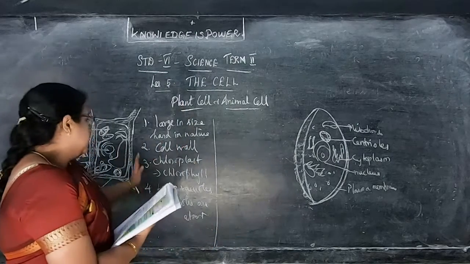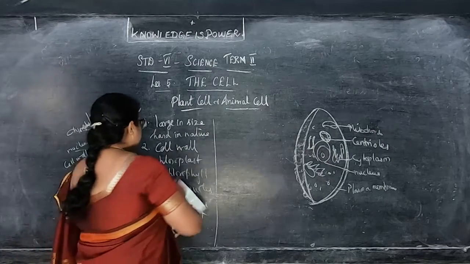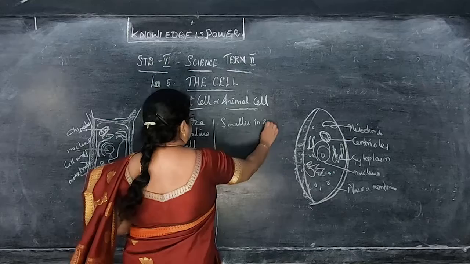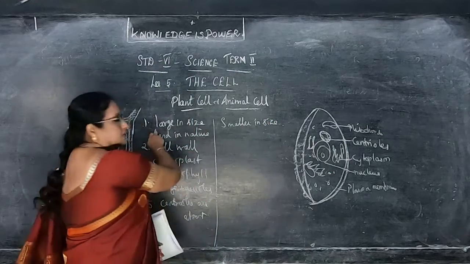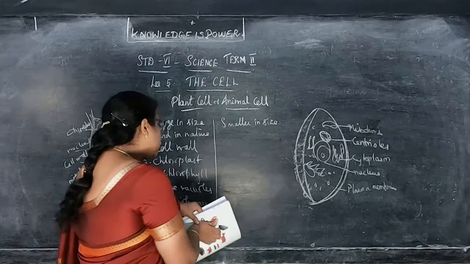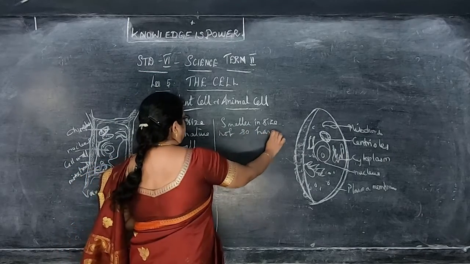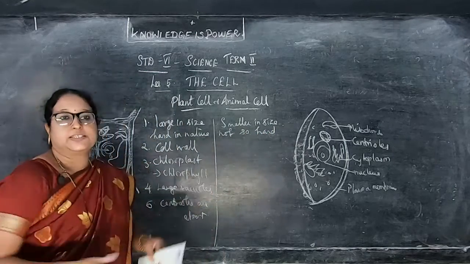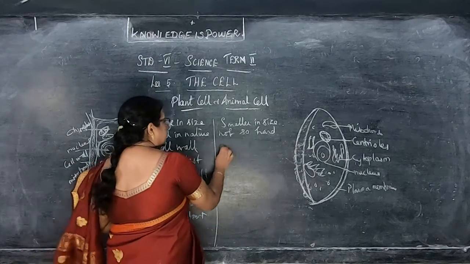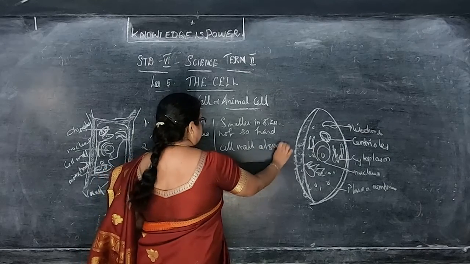Here, first you can see, we'll write down, the animal cell is smaller in size. This is the first point. The plant cell is larger in size, and the animal cell is smaller in size and not so hard in nature, while the plant cell is hard. Then the cell wall is absent here in the animal cell, while in the plant cell it is present.